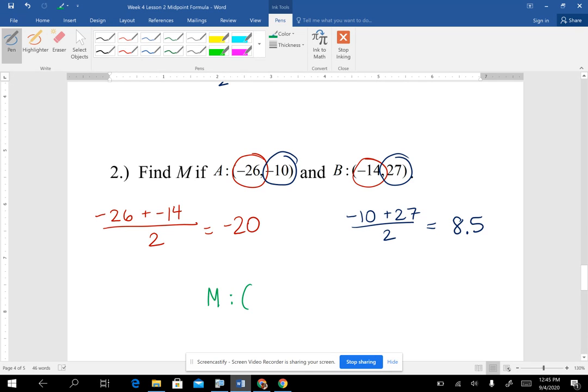So our midpoint that we end up with is, be really careful with the order. The x's were the red ones, so I have to put that number first. And then the y's were the blue ones, so I put that number second. And that's my midpoint.